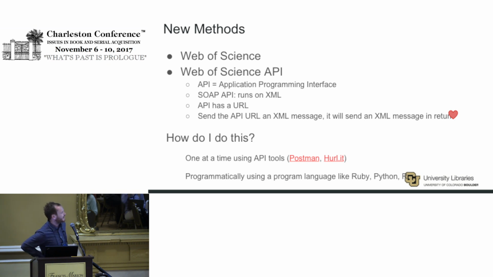The Web of Science API runs on XML. It's a SOAP API. I'm not going to get into the details of that. The basic thing to know is that it runs on XML. It will give you XML data.